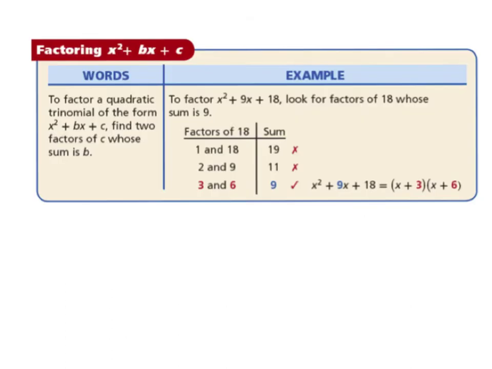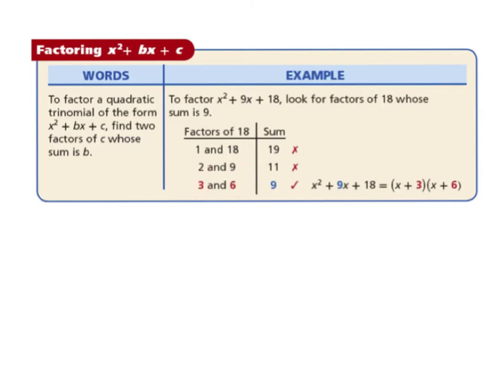Now the method that I'm going to show you right now works for any trinomial of this form that I'm circling right there. So here's a trinomial. We have x squared plus 9x plus 18. I want to know what are the factors of 18 that add up to be 9. Okay, so here's the factors. I have 1 and 18. I have 2 and 9, 3 and 6.